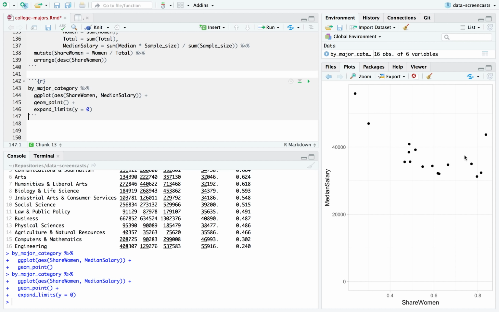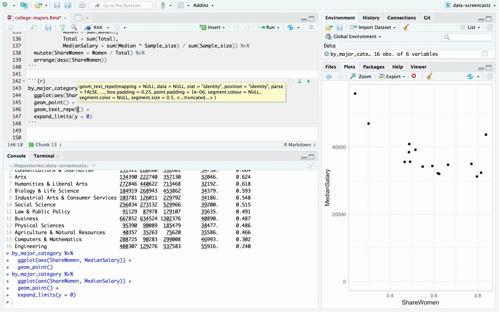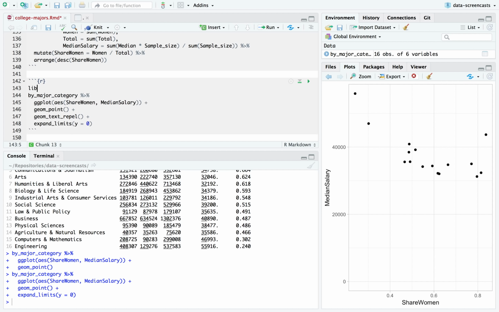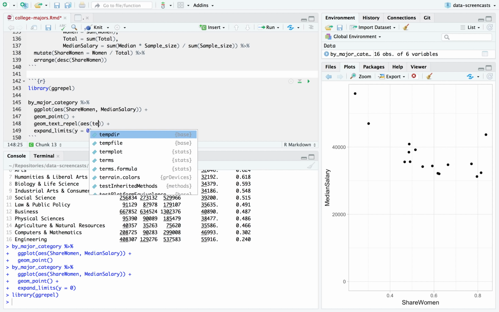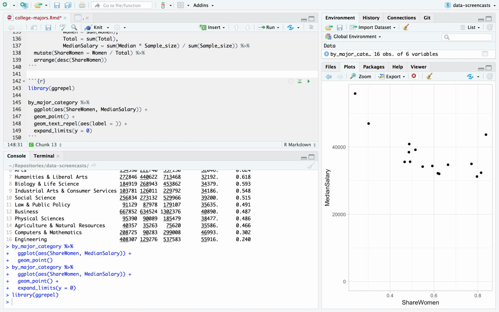It's just going to make this so hard to label these points. And if we don't label these points, it's not going to be a very good graph. So I'm going to go ahead and see how this looks. Here I am going to use geom_text_repel. And I'm going to say aes label equals, what was it called, major category.